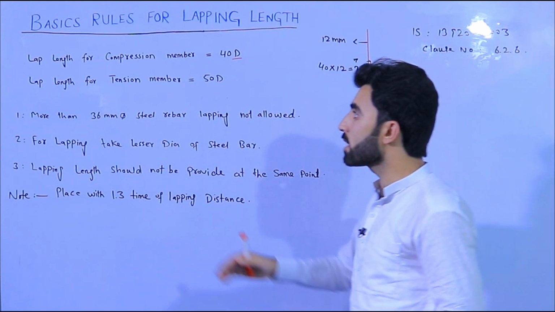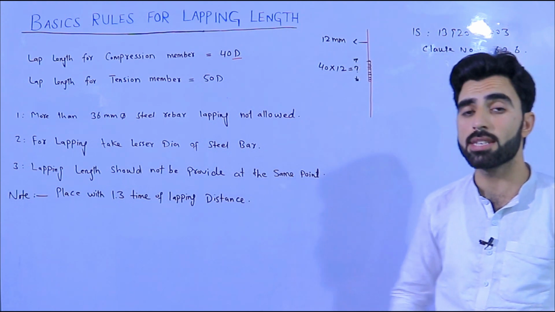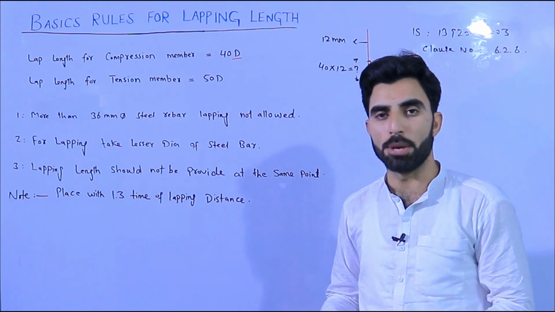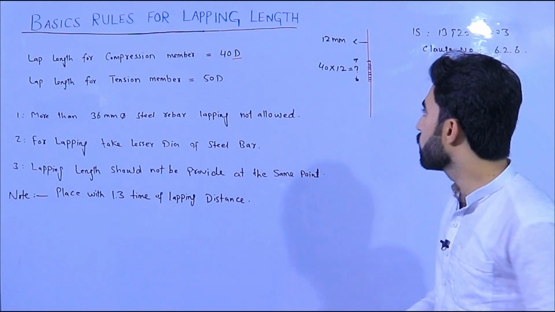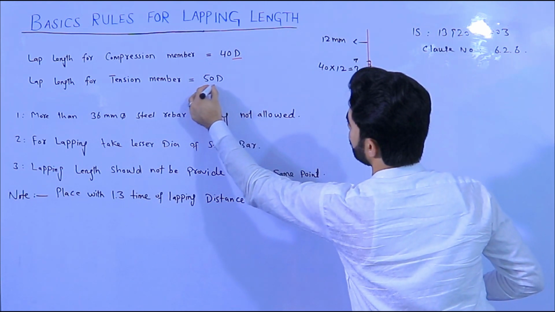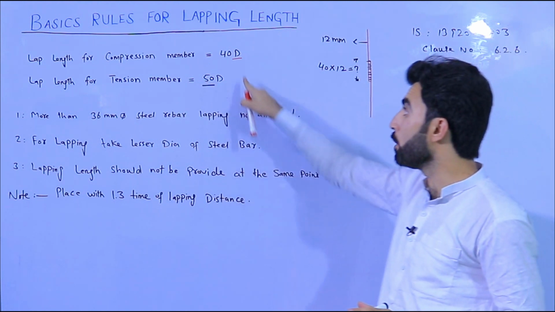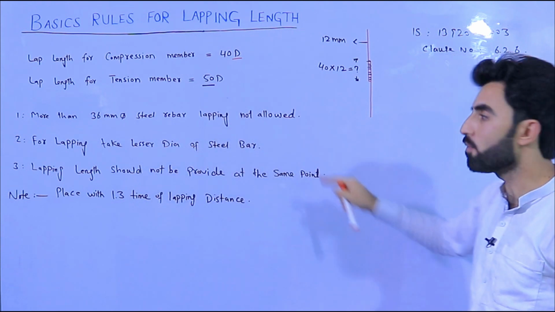The second one, guys, is lap length for tension member. So what is a tension member? You know guys, a tension member is beam, slab. For that you can use the formula 50D, minimum 50D, and minimum 40D for compression, meaning for column.